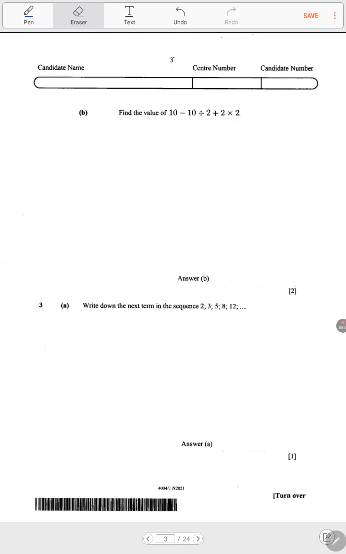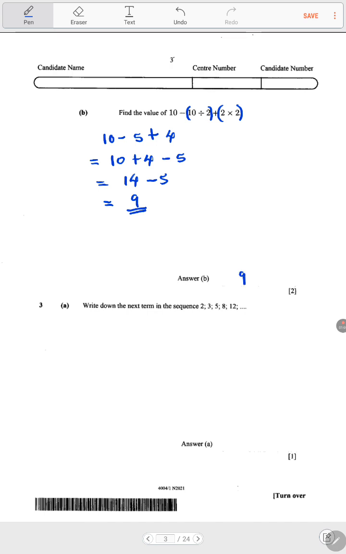For it to be easier, you can put brackets where there is division and where there is multiplication, and then you solve that part first. You're going to get 10 minus 10 divided by 2, you get 5. Then you say plus, and 2 times 2, you get 4. You can rewrite the question as 10 plus 4 minus 5. Here you're going to get 14 minus 5, and your answer is going to be equal to 9.